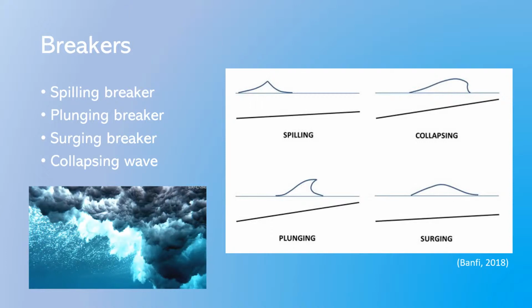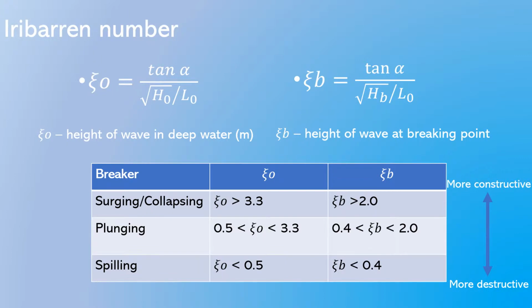The breakers are described using a parameter known as the Iribarren number. E0 is the height of the wave in deep water in meters, and EB is the height of the wave at breaking point. Calculating with these will give you different values. However, putting them into the table will still give you the same result.